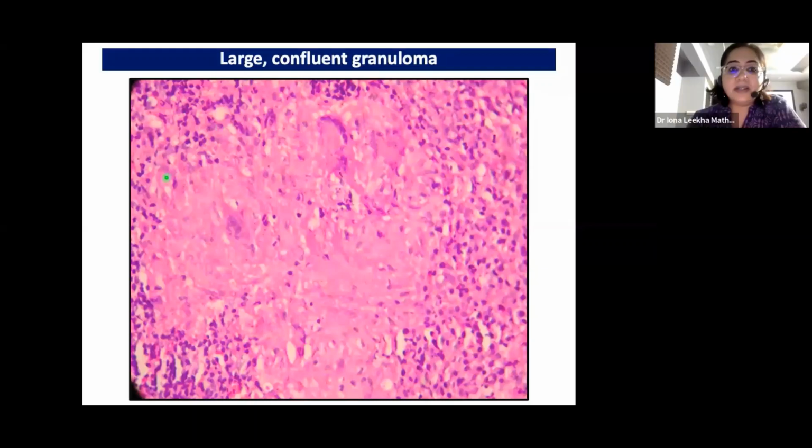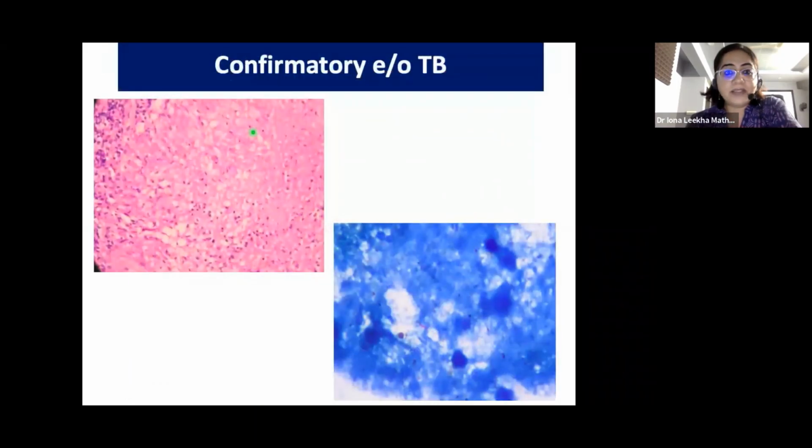Okay. This is a large granuloma which appears to be, it seems as if there are 2-3 granulomas appearing to coalesce. This is a central caseation, caseation necrosis here. You can see the epithelioid cells here at the periphery, with the central area showing granular appearance, granular necrosis.